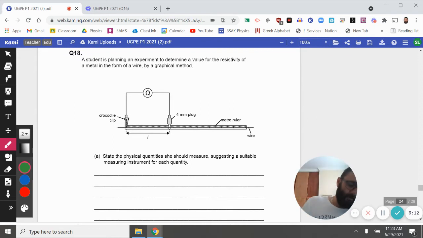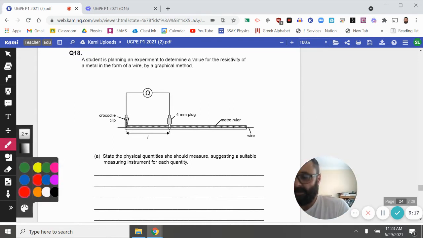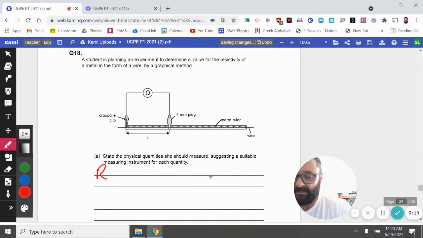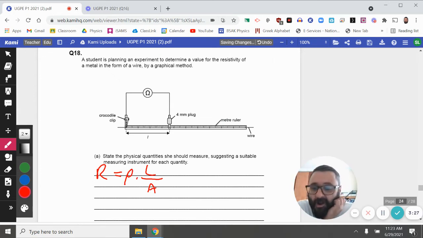Right, well, if we want resistivity, remember, resistance is directly proportional to L, inversely proportional to A. The constant of proportionality is ρ. So if we want ρ, we need to measure R, L, and A, don't we? So there's 3 things we need to measure, 3 quantities we need.